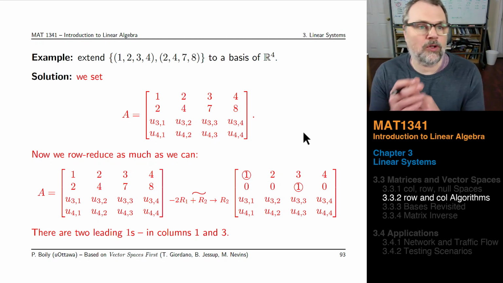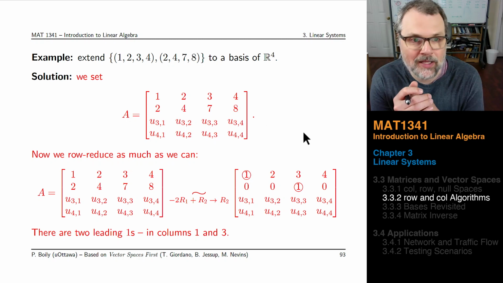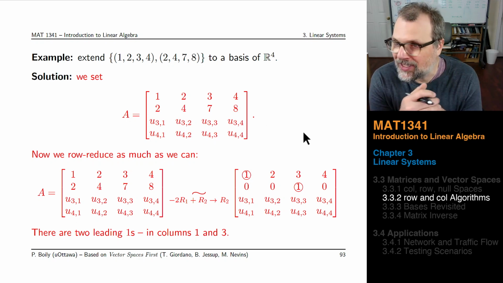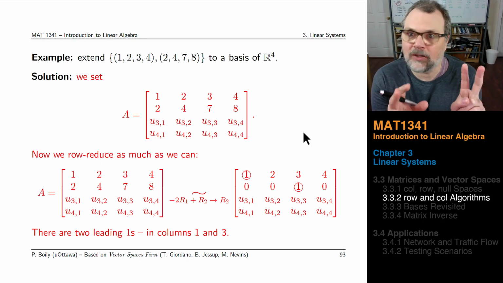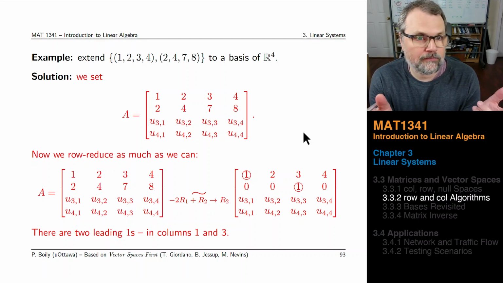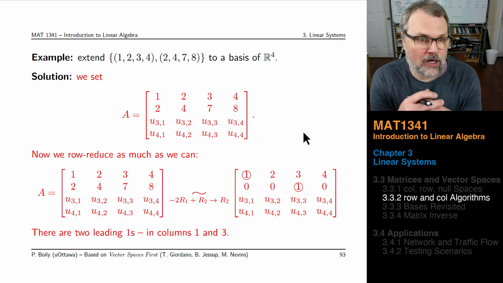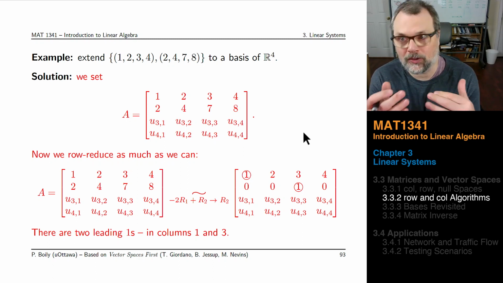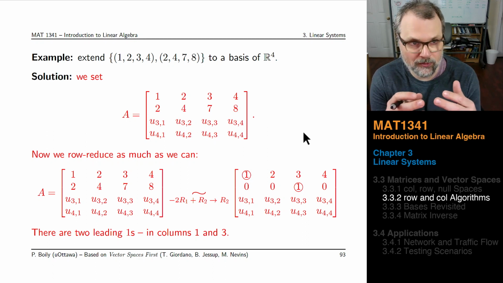Let's say that I have 1, 2, 3, 4, and 2, 4, 7, 8. These two vectors are linearly independent. When I have two vectors, it is sufficient to check to see if one is a multiple of the other. Okay, so I'm looking for a basis of R4. I will want 4 vectors in total, U1, U2, U3, U4.